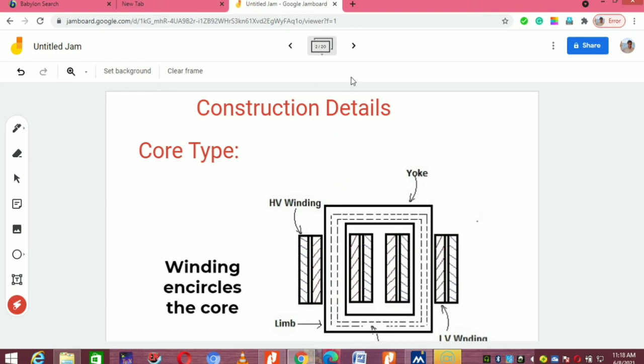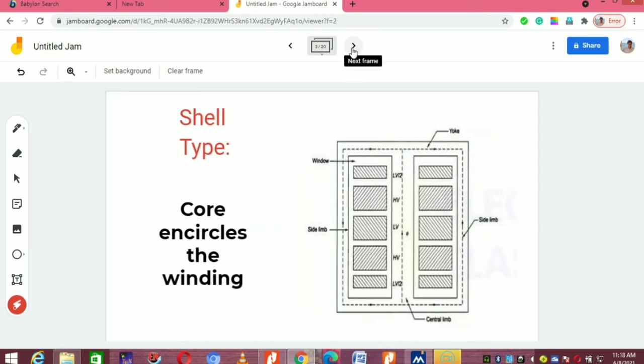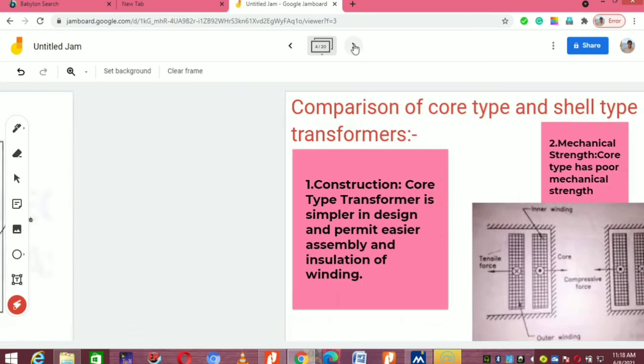But in the case of shell type transformer, observe here, the subdivision of the winding is more when compared to core type transformer. See LV, HV, LV, HV, subdivision is more. So it is possible to reduce the leakage reactance to any extent in the case of shell type transformer. So shell type transformer has less leakage reactance when compared to core type transformer.